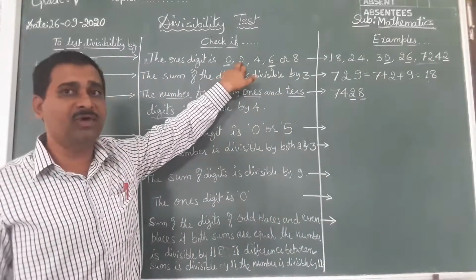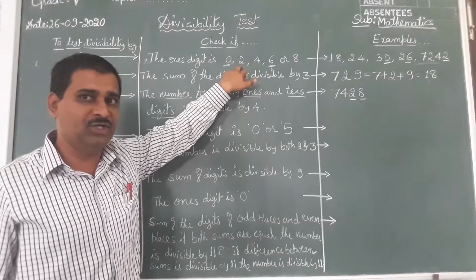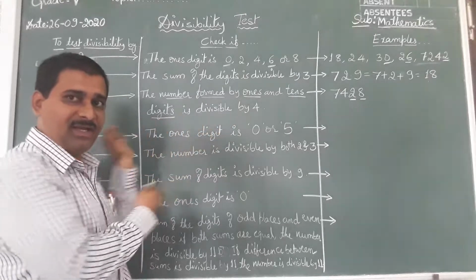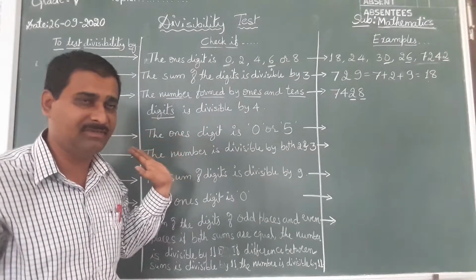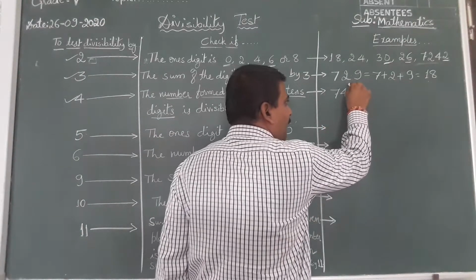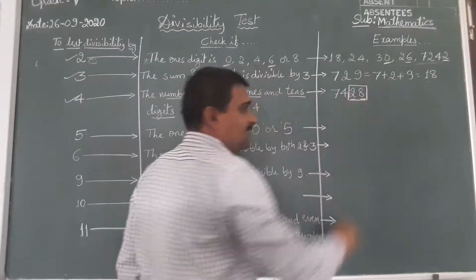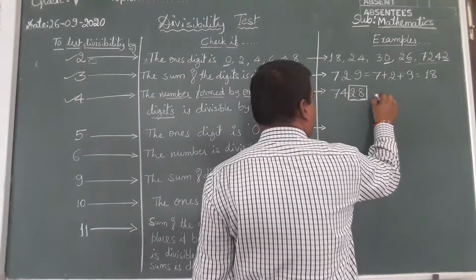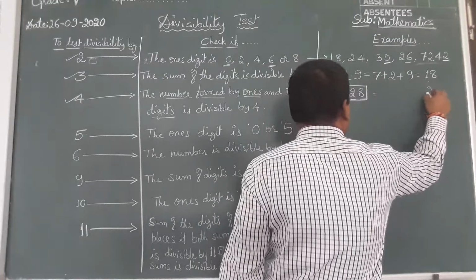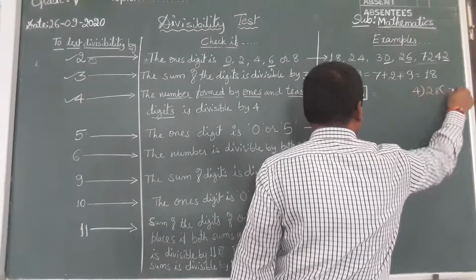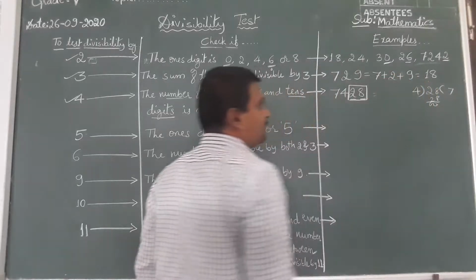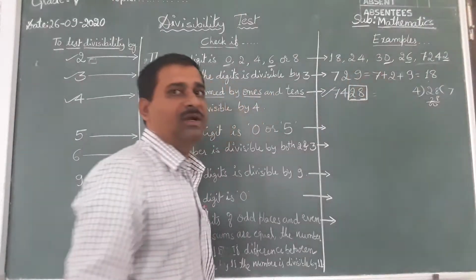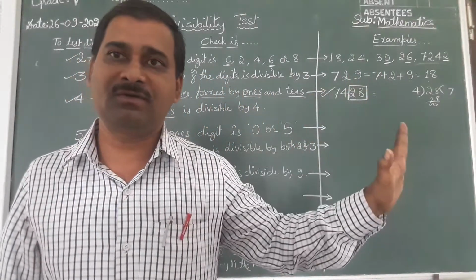As we observed the ones place only in the divisibility by 2 test, here we should observe the ones place and tens place. Remaining digits, no need to observe, neglect them. From the ones place and tens place we get a number, that is 28. If 28 is divisible by 4, 4 sevens are 28, yes, it is divisible by 4. Therefore, 7428 is divisible by 4.